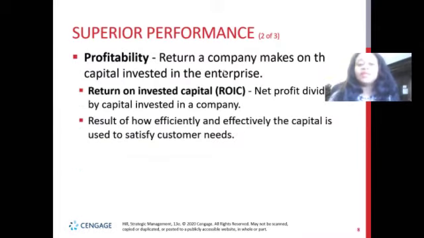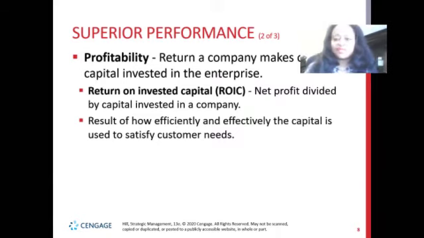Profitability is the return a company makes on the capital that's invested in the enterprise. That would encompass the typical accounting concept of profitability, which is revenues minus expenses. And the return on invested capital is a very specific formula that we can use to assess the performance of a firm. That is net profit divided by capital invested in a company.